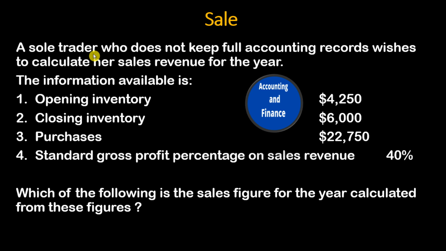A sole trader who does not keep full accounting records wishes to calculate her sales revenue for the year. The information available is: 1. Opening inventory, $4,250. 2. Closing inventory, $6,000. 3. Purchases, $22,750. 4. Standard gross profit percentage on sales revenue, 40%. Which of the following is the sales figure for the year calculated from these figures?